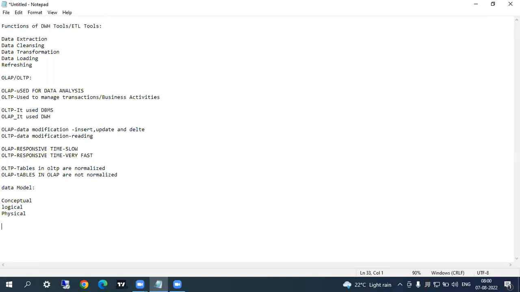Physical model is the final one, or the implemented one in the database. All these things would have the primary key. What a primary key, index or views are, we will learn again while learning SQL. This is the implementation part, right? But I am telling it here because you need to know the theory.